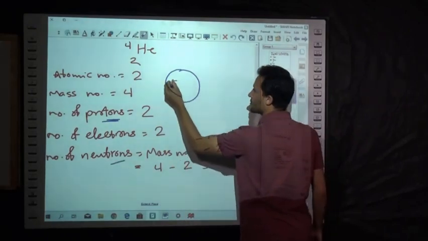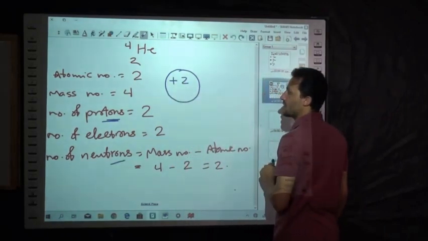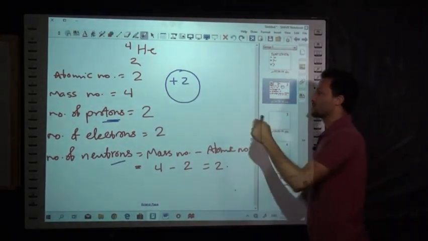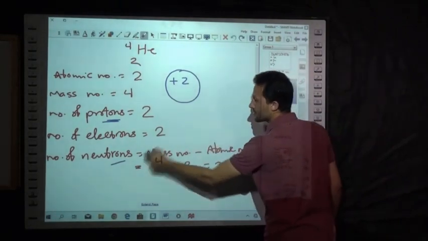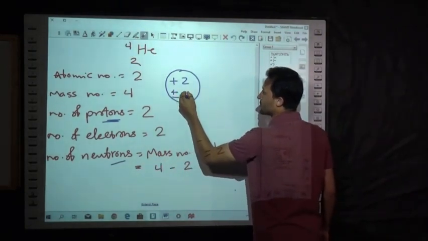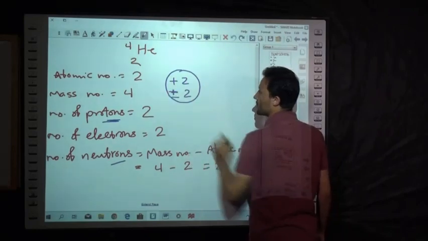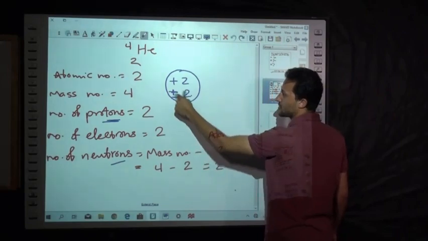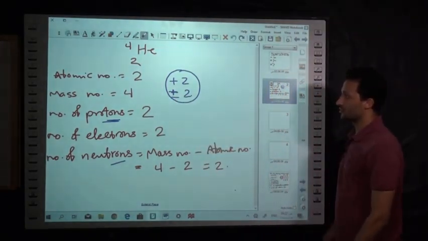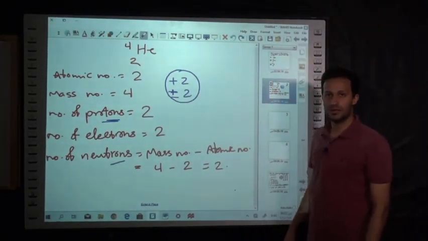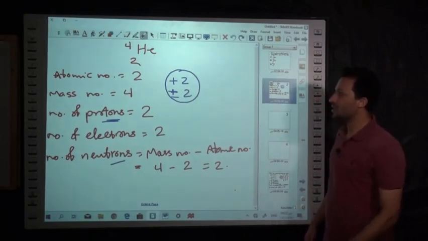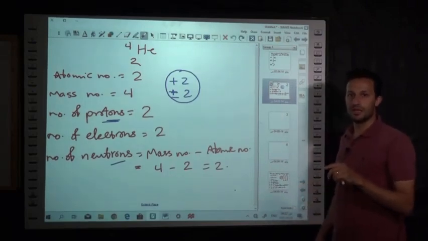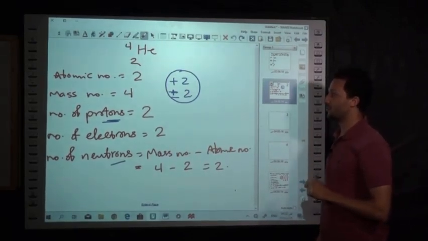So we have 2 protons, and we said that protons have positive charge, and neutrons are neutral, they don't have a charge. So protons positive, neutrons neutral, no charge. So we draw the nucleus of the helium atom. Now let's draw the energy levels and both electrons inside it.